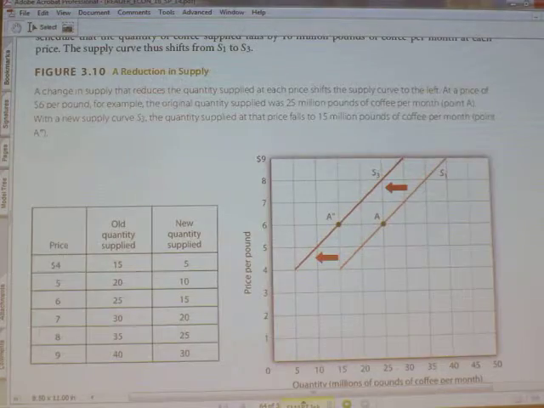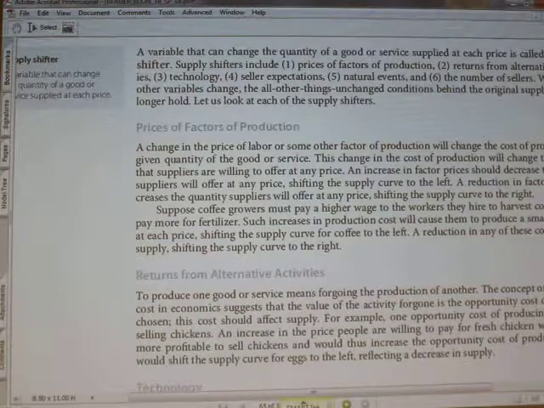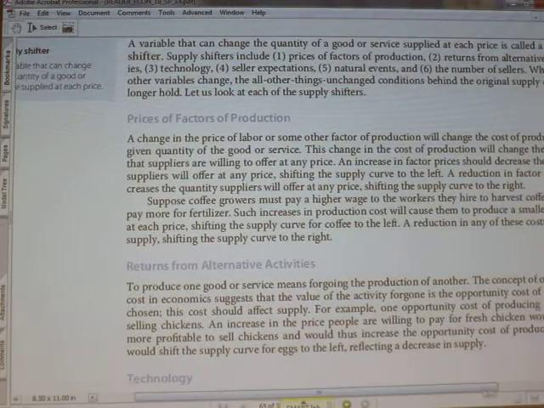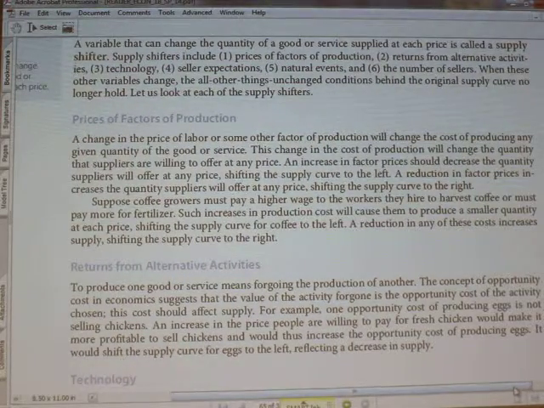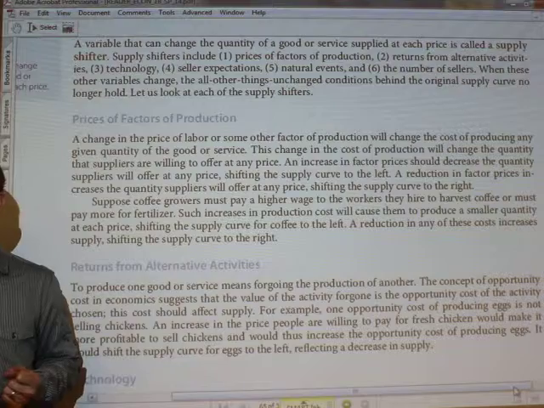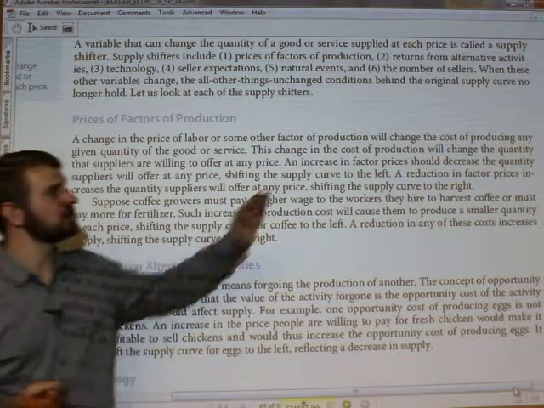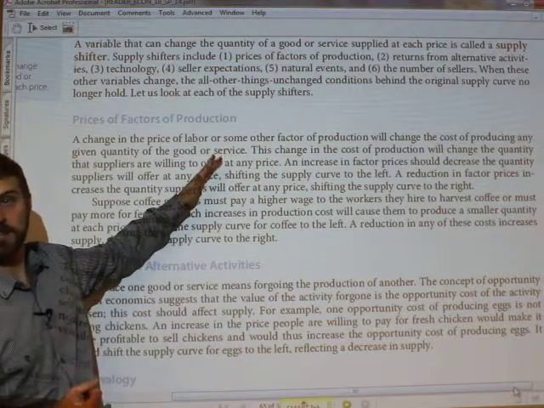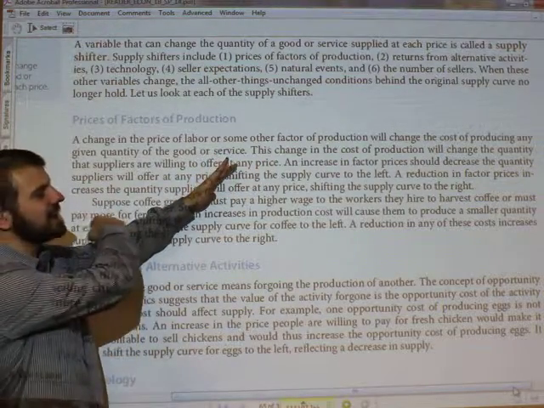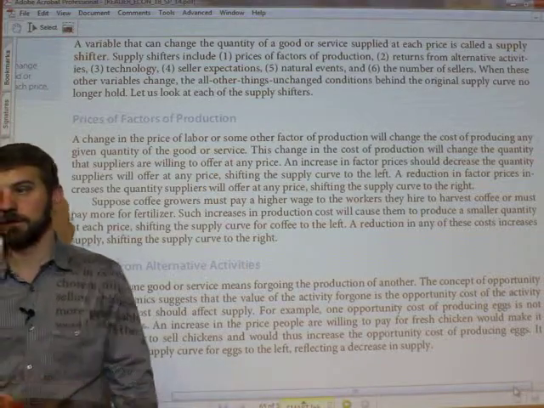So now we'll talk about the supply shifters. The price of factors of production. So for example, if the wage rate goes up, that means labor is more expensive. That's going to cause the supply to shift, and it will shift to the left. Why to the left? Because at any given price, people will be willing to supply less coffee. Right?